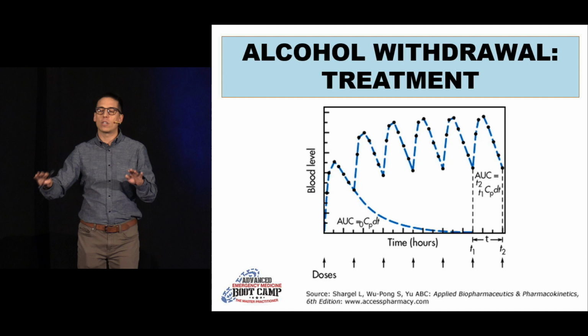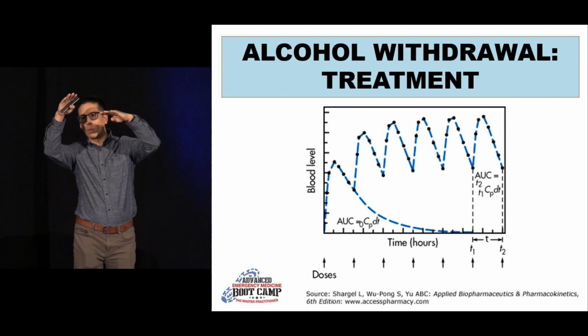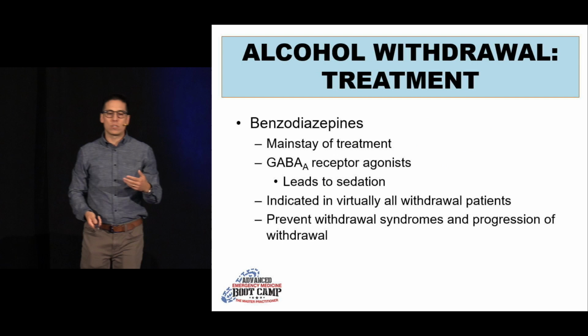And then when they look like they need to be treated again, they've probably just petered just below that level where they need a little more receptor occupancy, and you can kind of kick them back up with a little more modest dose. Benzos, we said, are the mainstay of treatment. It's a GABA agonist. It leads to sedation, of course, but it's indicated in almost all patients with alcohol withdrawal.